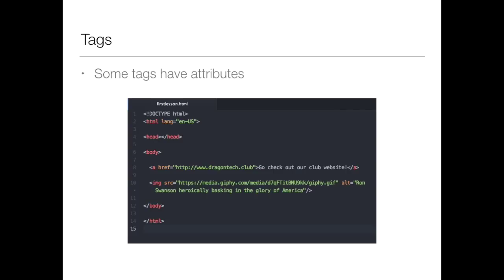Now the next tag is the img tag, or as it's more commonly referred to, the image tag, because it displays an image. This image actually shows Ron Swanson heroically basking in the glory of America. The first attribute you'll see on any image tag is the source attribute, and that's going to be the URL where the image is.